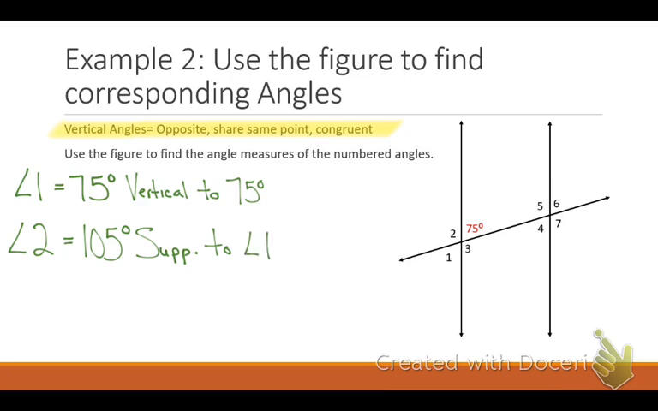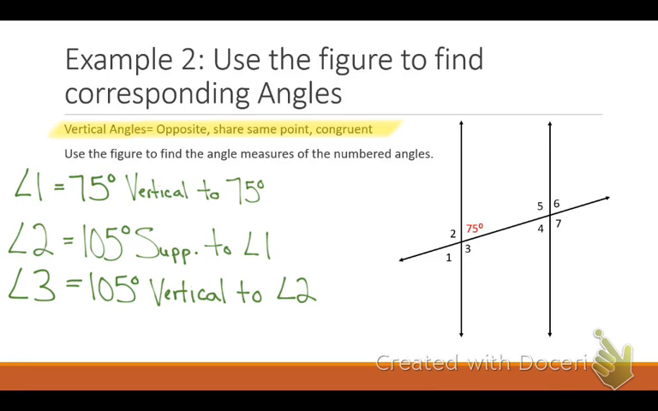All right? So now let's find angle 3. Go ahead and find angle 3. Caleb, you think you have it? Vertical to which one? Okay, so he said 105 because it's vertical to 2. That's exactly right.